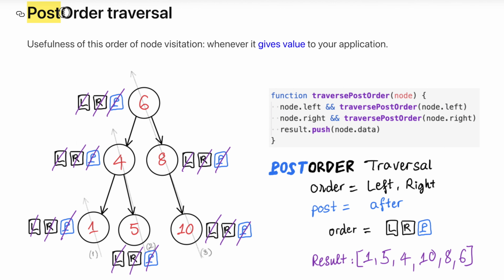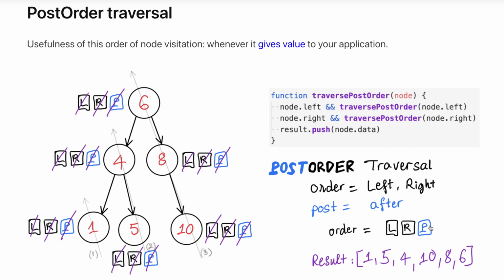Next, let's have a look at PostOrder traversal. Again, if we look at the PostOrder recursion function, it looks exactly the same as the two previous traversals. The only difference is the position of the left and right recursive calls is now before the processing step. And the name PostOrder already shows how the code looks. Again, order is left and right, post is after.